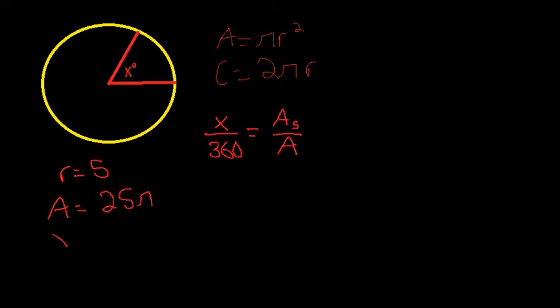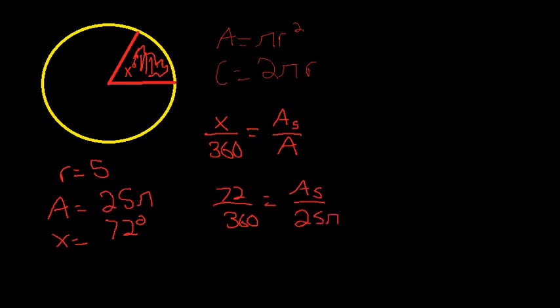And let's say angle x was 72 degrees. And we want to figure out what is the area of this region in here. So we can use this to set it up as a proportion. So we would do x, which is 72, over 360 is equal to our area of the shaded region over the total area of the circle, which we said was 25 pi.